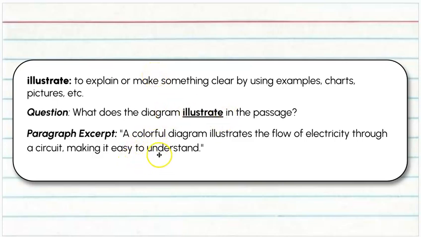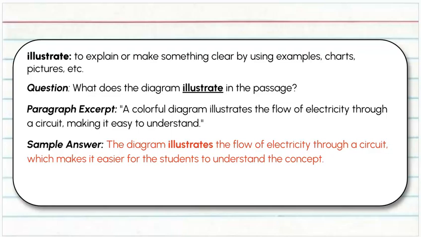In the text, we read, a colorful diagram illustrates the flow of electricity through a circuit, making it easy to understand. So you might say, the diagram illustrates the flow of electricity through a circuit, which makes it easier for the students to understand the concept. So we're saying what it illustrates. Our next word is conclude.